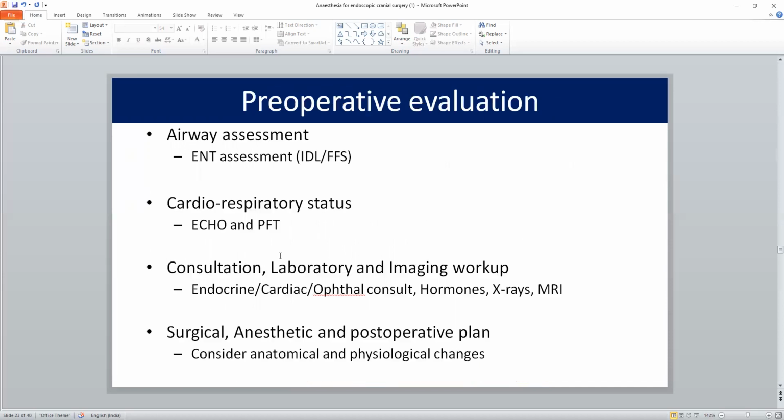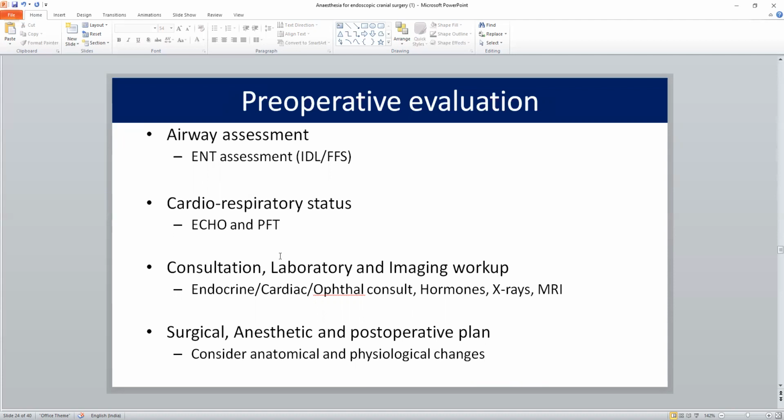and osteopenia. Now, in the preoperative evaluation, airway assessment becomes important, and an ENT specialist can assess the airway using indirect laryngoscopy or flexible fiberoptic scope. Cardiorespiratory status has to be evaluated in view of the pre-existing comorbidities in the cardiovascular system, and echocardiogram and pulmonary function tests are desirable in these patients. Because it is a multi-system disease, consultation from the endocrine team, the cardiologist, and ophthalmologist needs to be taken. The hormone levels have to be assessed before and after surgery.